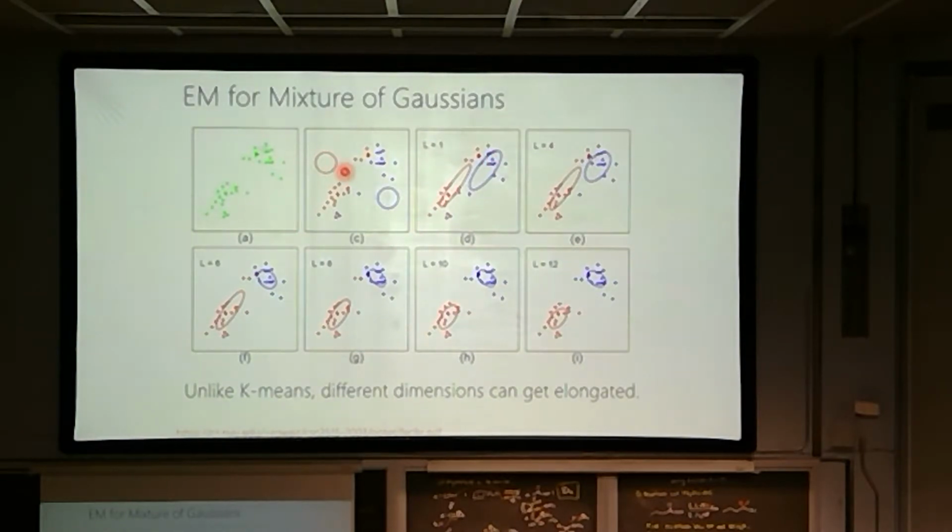These are iterations 1, 4, 6, 8, 10, 12. This is before you've done anything, and then you initialize, and as it progresses, here you've actually initialized it quite stupidly. It's not even near the data, really. I guess these must be some level sets of the Gaussian. Then eventually it gets to here, and you can see these are not completely spherical. They're a little bit elongated.